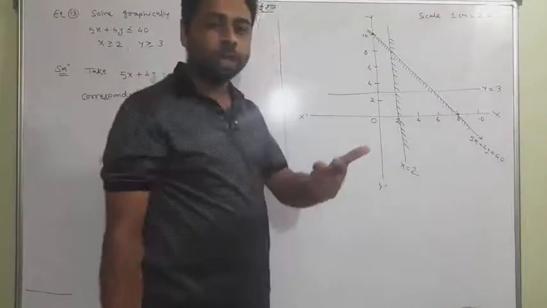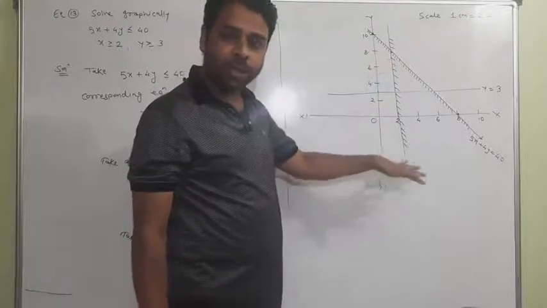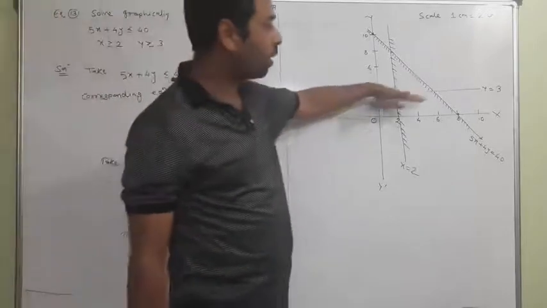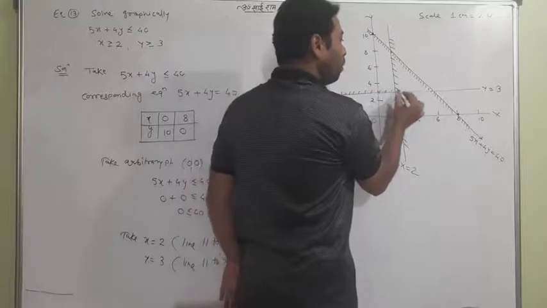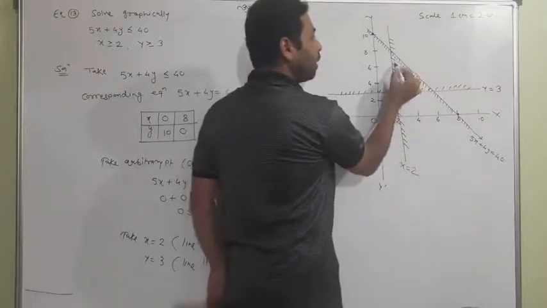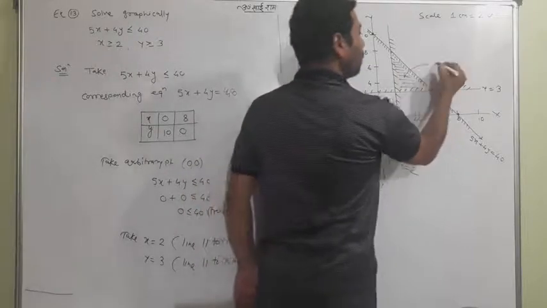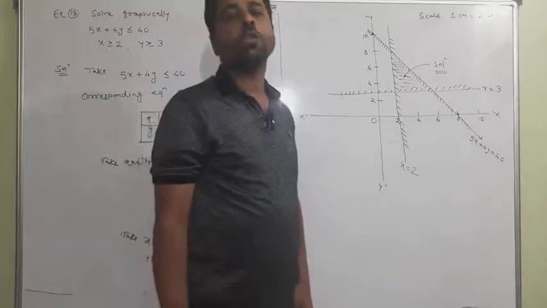And the one thing left is whether the feasible region, or required region, is upside or downside. So it was y greater than 3, meaning upside. Definitely it is like that. So by doing all the procedure, we have got this common region, which is the solution of the inequalities.